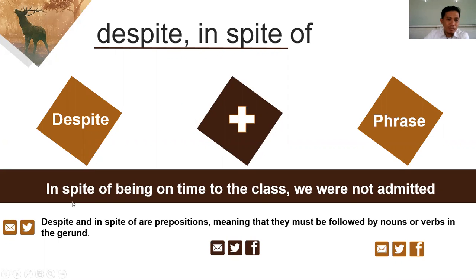The example is, in spite of being on time to the class, we were not admitted. Look at this one here: it's followed by a gerund. So despite and in spite of are prepositions. What is the meaning? Meaning that they must be followed by a noun or a verb in the gerund, because it's a preposition, like I explained before.